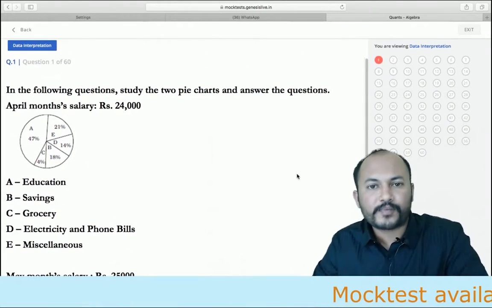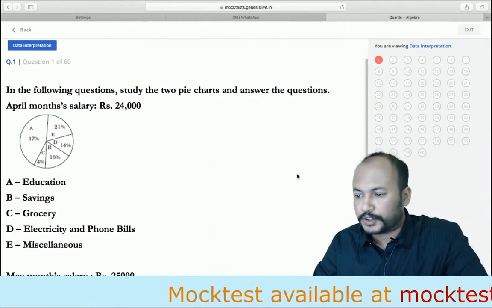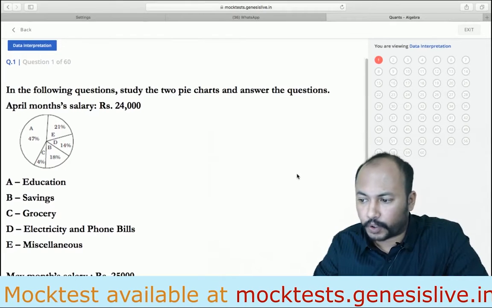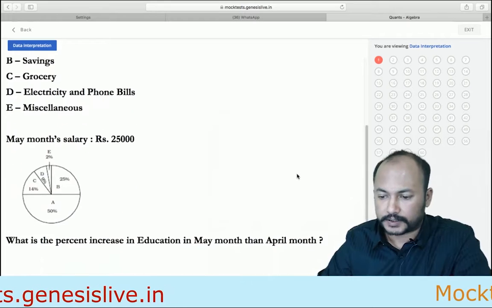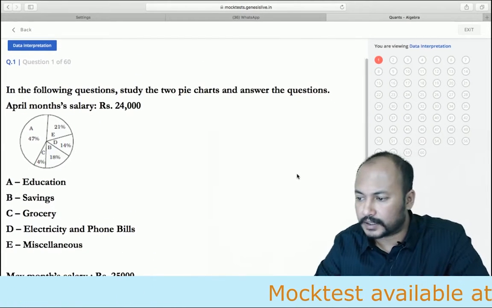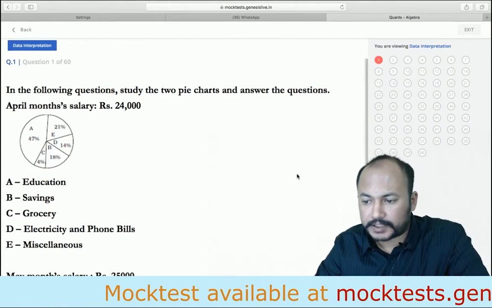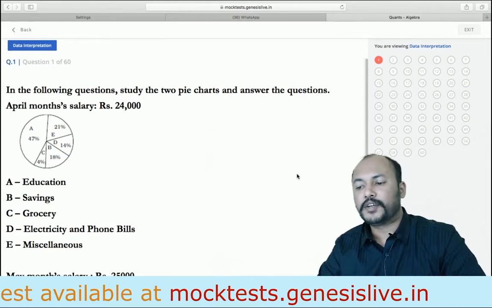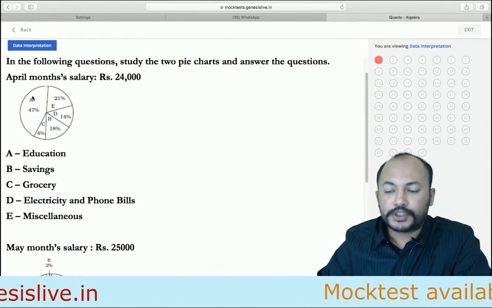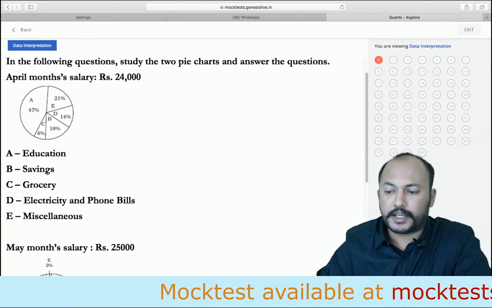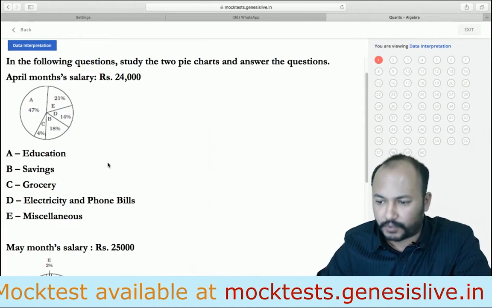All right, let's solve the first question. So you have a pie chart here. What they say is, in the following question, study the two pie charts. There are two pie charts, okay, and answer the questions. April month's salary is 24,000 rupees. And then they've given a distribution of that in different areas: education, savings, grocery, whatever.